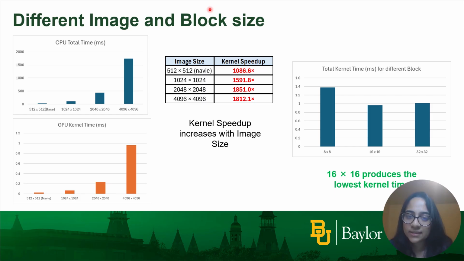I also tested different CUDA block sizes such as 8x8, 16x16 and 32x32, and from my measurements 16x16 produced the lowest total kernel time. So I used 16x16 for the following experiments.